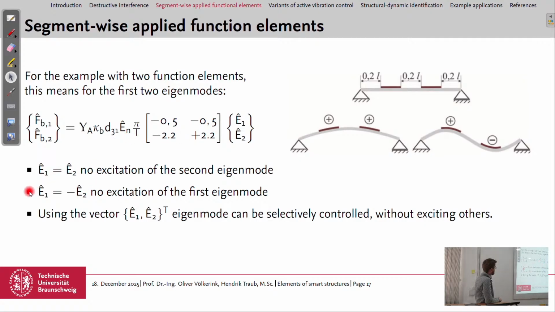And if we change the sign, so if one has a positive and one a negative sign, and we put it in this vector, then the first eigenmode would cancel out. With this, we can selectively control the first and the second eigenmode of the structure. Of course, this is a very simple example. If we have a more complex structure or want control over more eigenmodes, then we would need more surface actuators, and we have a longer vector here for the fields.